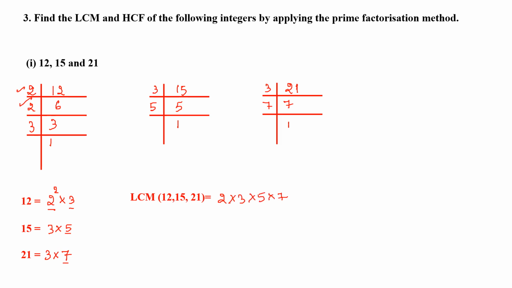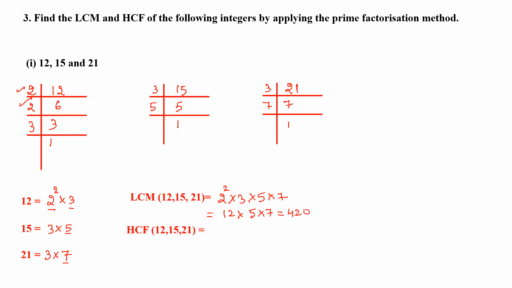Now find out the greatest power of this. So greatest power of 2 is 2 and the rest are all 1 only. So LCM is 2 square into 3 into 5 into 7, and 2 square is 4, 4 into 3 is 12, 12 into 5 into 7. 12 fives are 60 and 60 into 7 will give you 420. So this is your LCM.